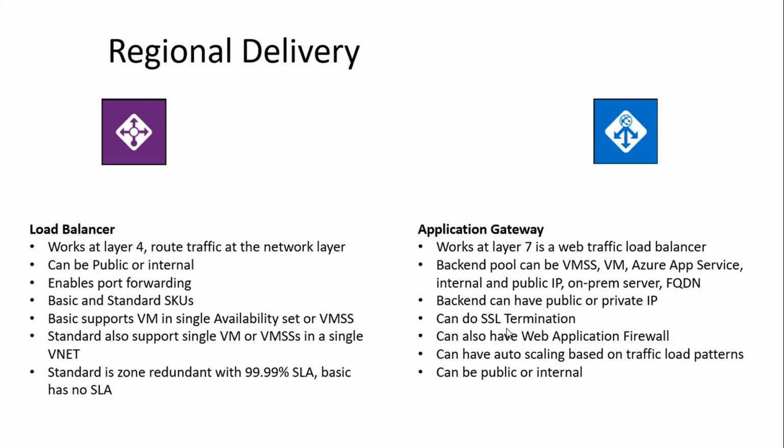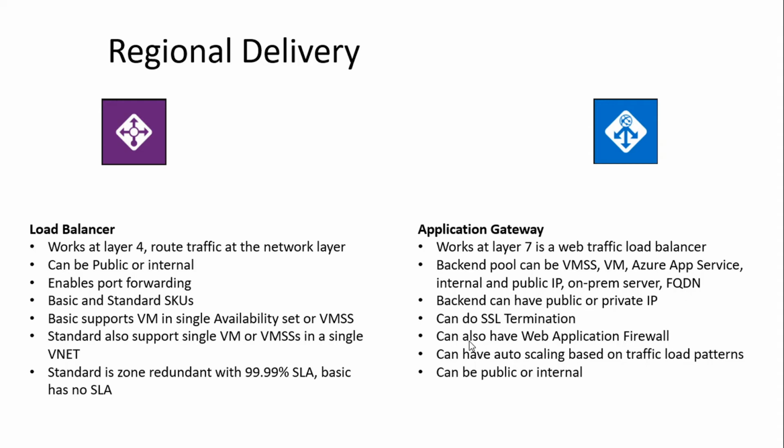It can also do SSL termination. So you have HTTPS request coming to application gateway, and it does a SSL termination there and routes the request to the backend web servers on port 80. So for application gateway in a backend pool, we can have VM scale sets, we can have VMs, we can have Azure App Service, we can have internal or public IP addresses, on-prem servers, or any FQDN.